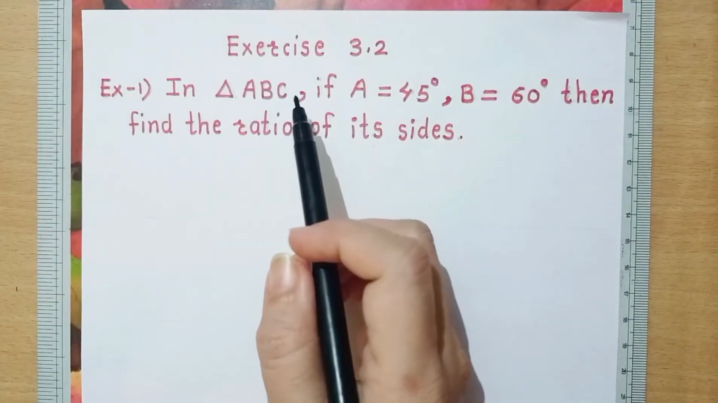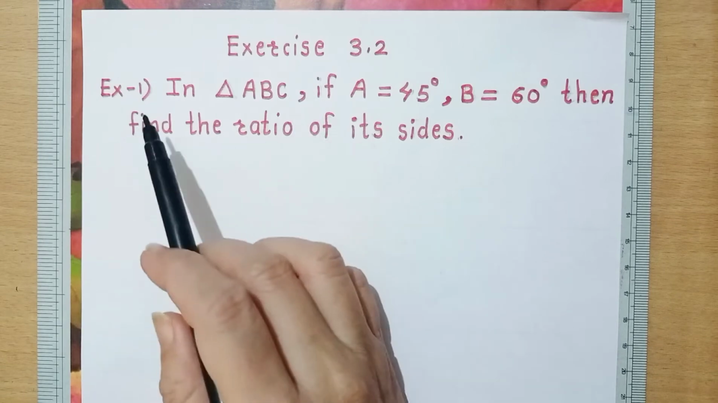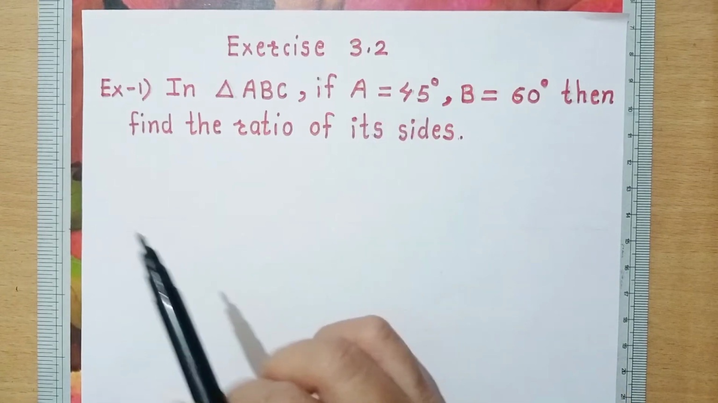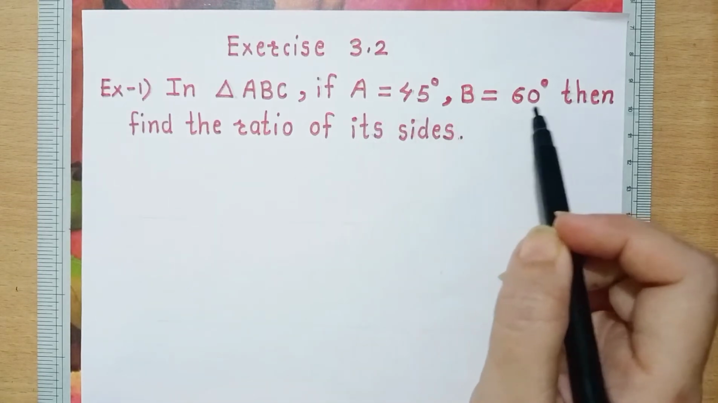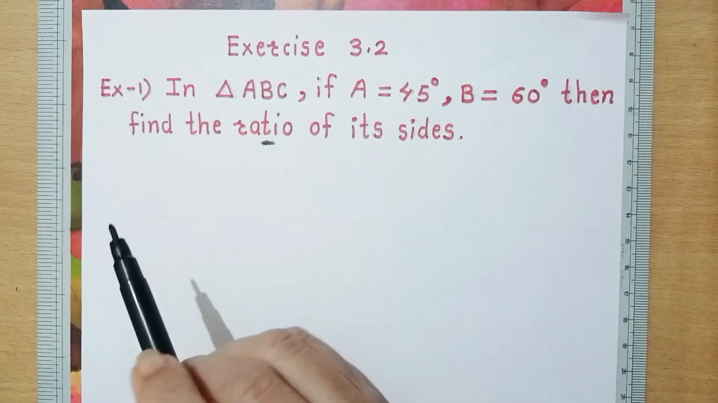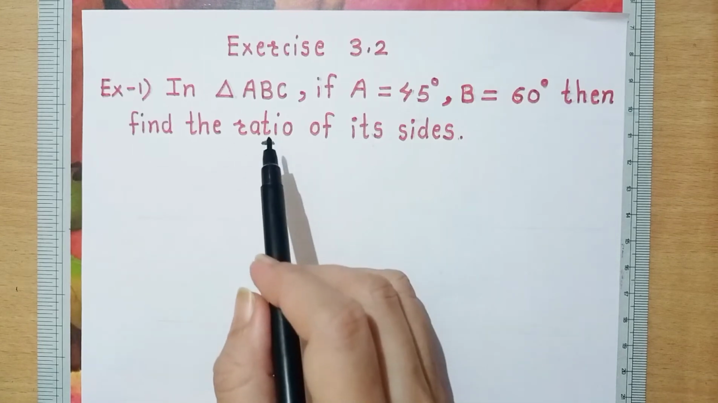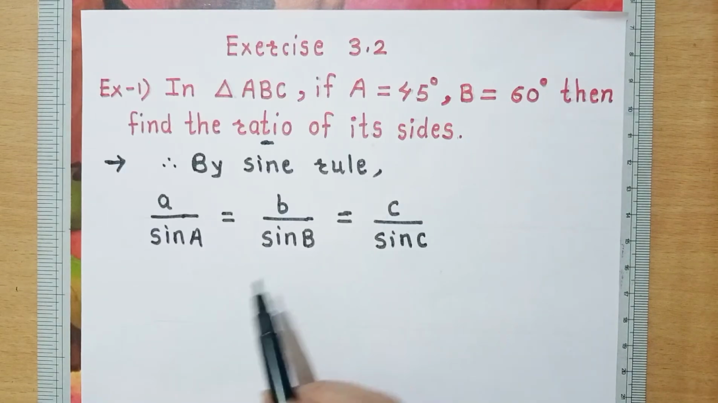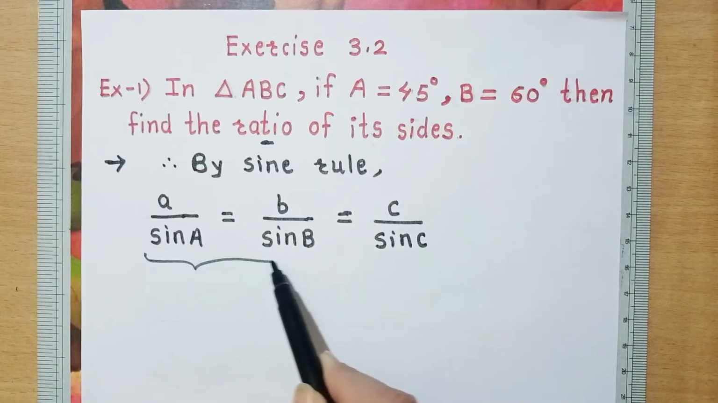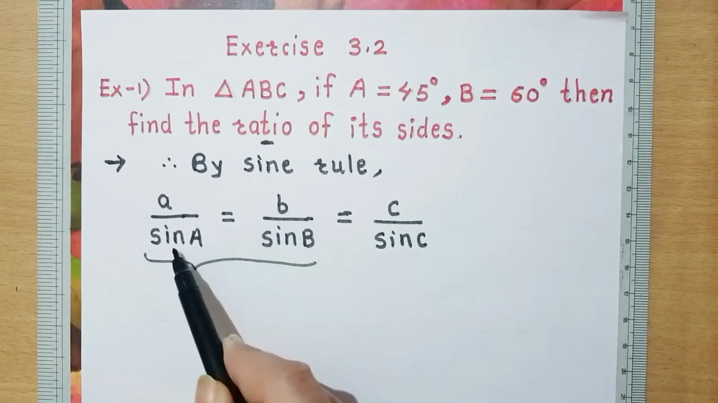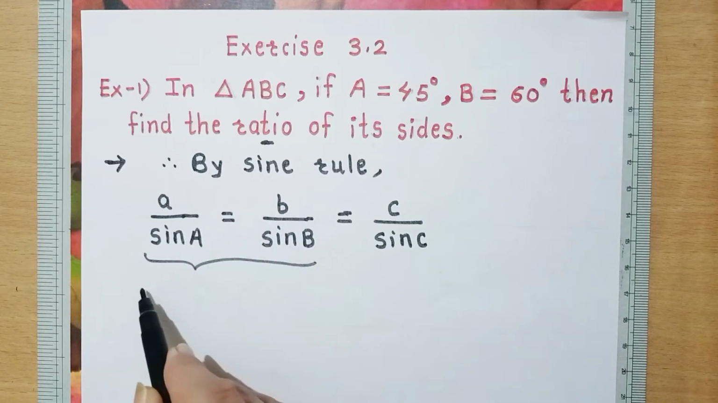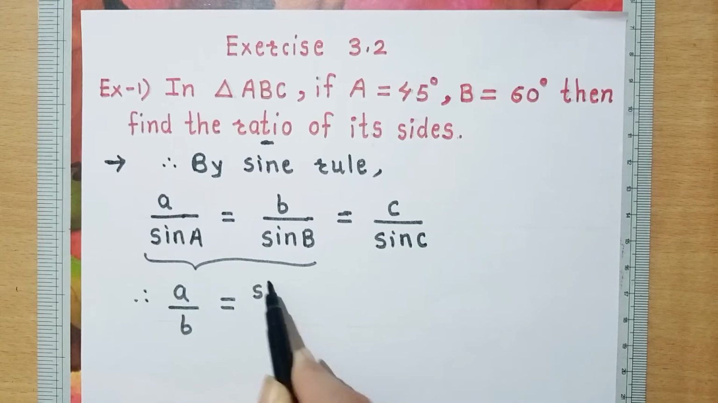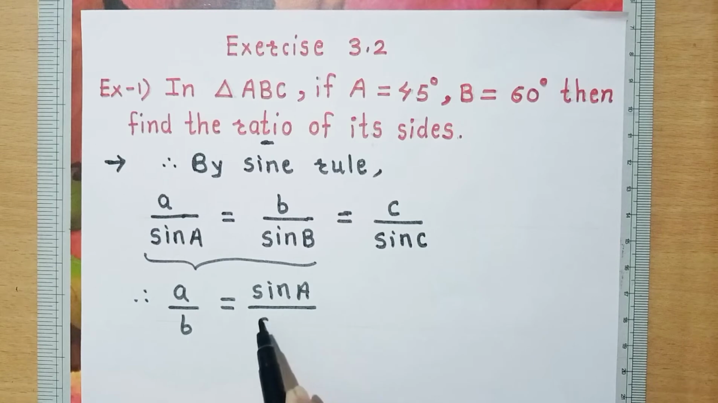Let's solve exercise 3.2, and our first example is: in triangle ABC, A equal to 45 degree, B is equal to 60 degree, then find the ratio of its sides. We can find this ratio by using sine rule. Now here we will consider first two ratios. Move this b here and sine A there. Therefore we have a upon b is equal to sine A upon sine B.